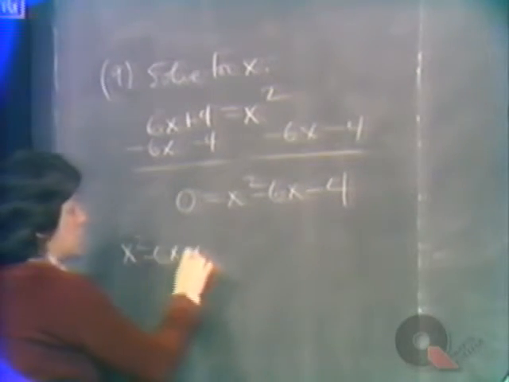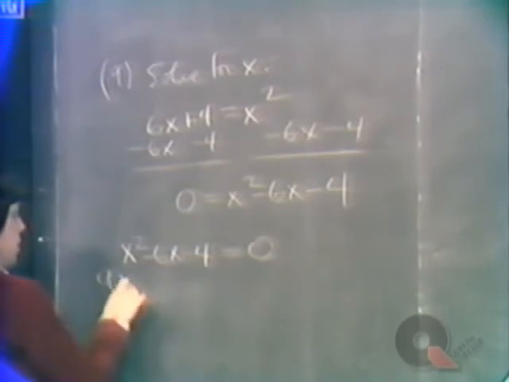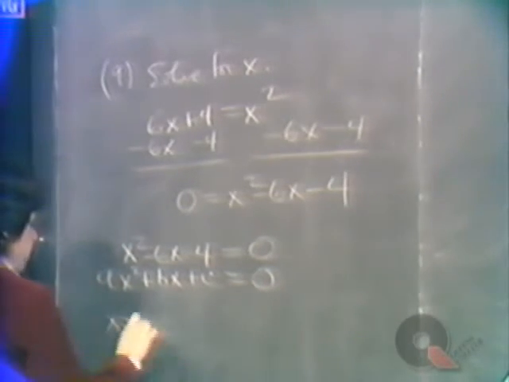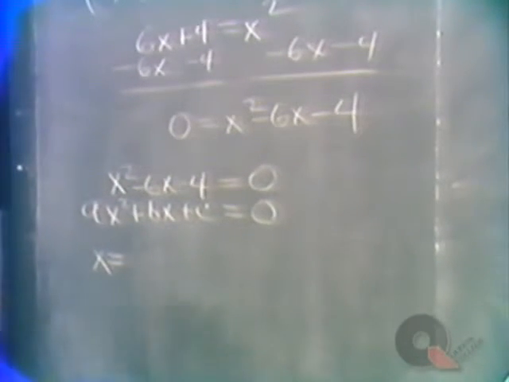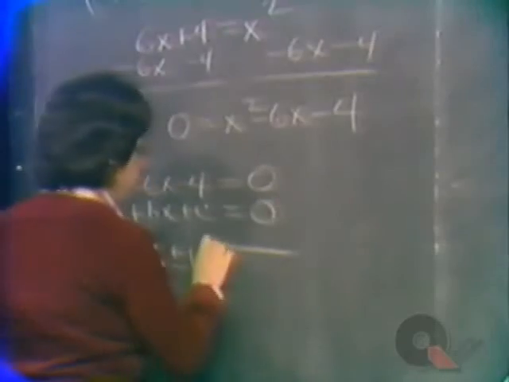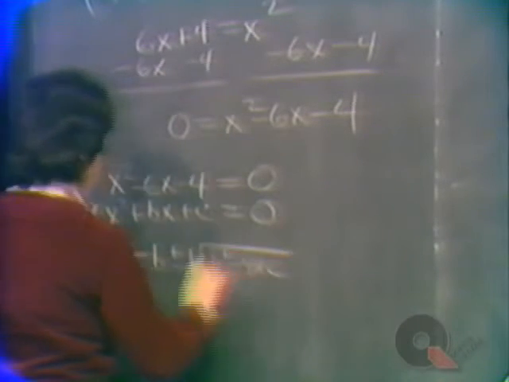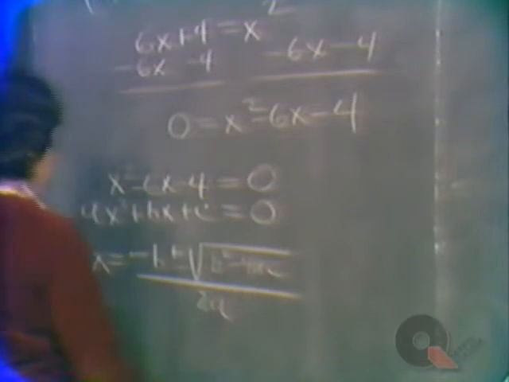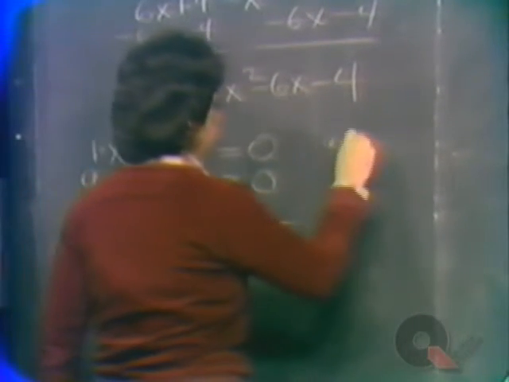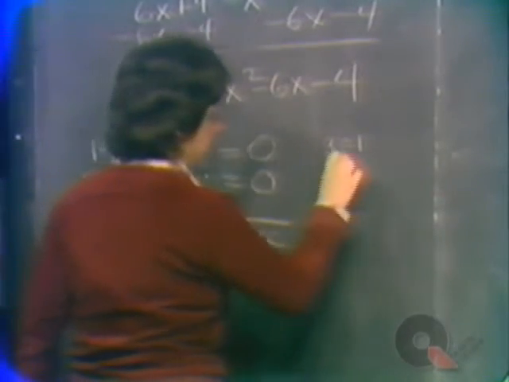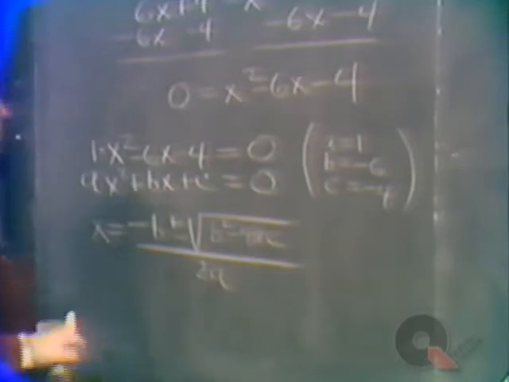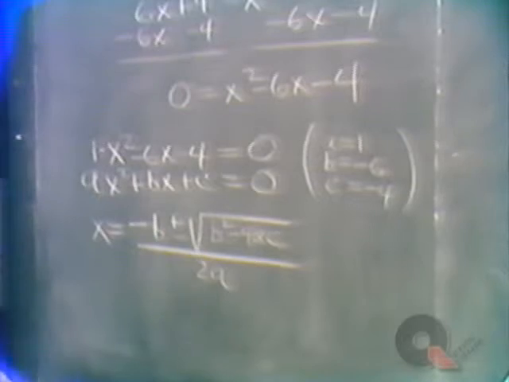So factoring doesn't work. We could try the quadratic formula. x squared minus 6x minus 4 equals 0. We match this up to ax squared plus bx plus c equals 0. And if we do that, then we know that the solutions can be found by using this formula: x equals minus b plus or minus the square root of b squared minus 4ac over 2a. So let's see. a is equal to 1, b equals minus 6, and c equals minus 4.